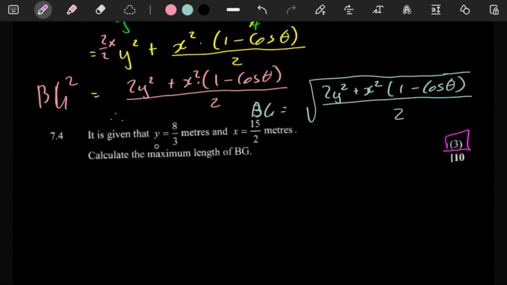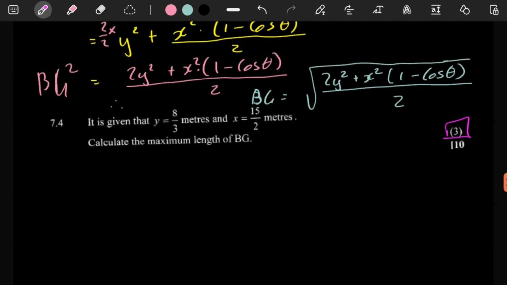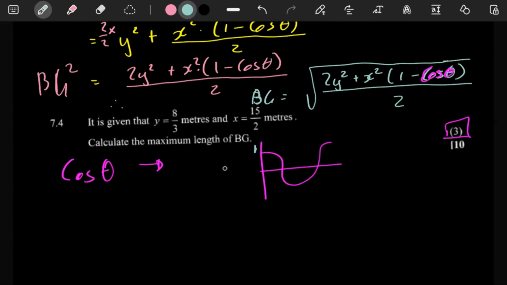7.4, it is given that y is equal to 8 over 3 meters and x is equal to this. Calculate the maximum length of BG. So if they're saying the maximum length of BG, this is where it's like, wait, what do you even mean? So this is where the whole cos thing here comes into play because remember with cos theta, it's a graph that will look like this. Now, if you look at it nicely, the highest value it goes to is a 1. The lowest value it goes to is a -1.